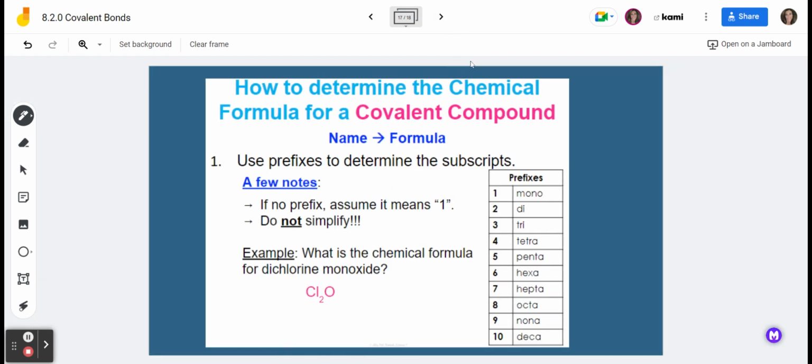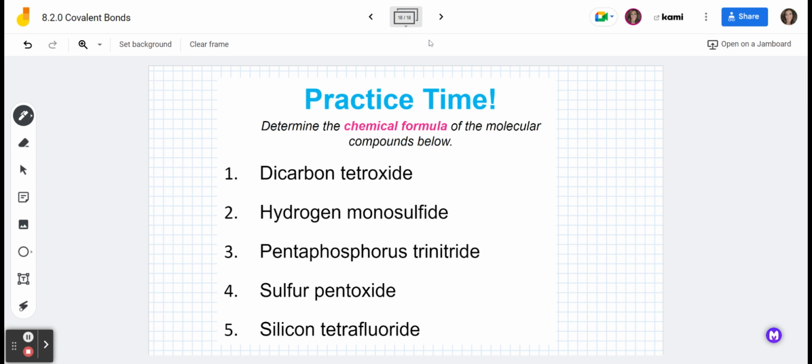All right, and then you can go the opposite way. So this one even most people find easier because you're going to be given the name, and you come up with the formula. So dichlorine monoxide, Cl2O. And you're not going to reduce or simplify any of these subscripts. That's something to remember because these are the true number of atoms that are coming together. So dicarbon tetroxide would be C2O4, for example. Go ahead and pause this, see if you can answer the last four, and then come back and check them.